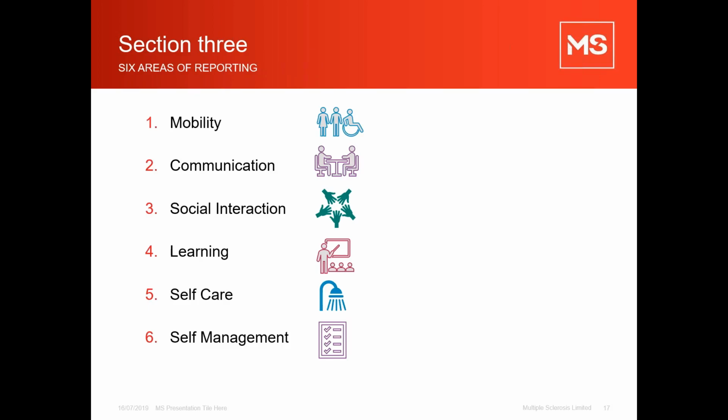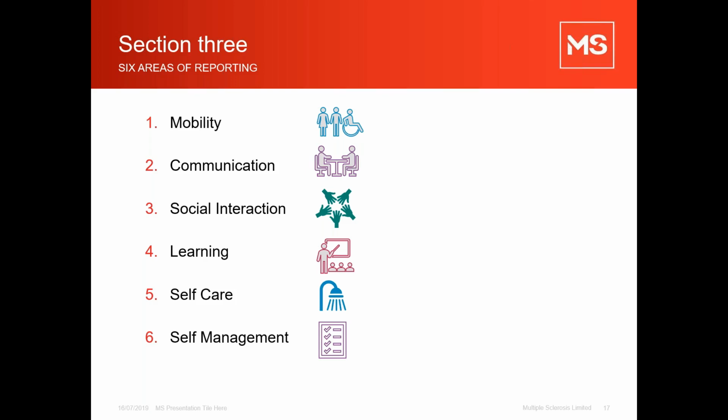Section 3 has 6 areas of reporting that the NDIS wants information on, and these are called the 6 domains. They include information about somebody's mobility, their level of communication, social interaction, learning, self-care, and self-management. And I think it might be good here to put the access request form into some sort of context. This form is provided to anybody who's asking to enter the NDIS.